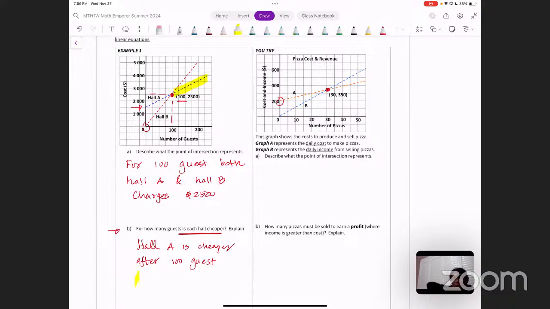Any number of guests less than 100, hall B is cheaper, isn't it? Do you see the picture? Yes, no? All right, I know you guys are tired.